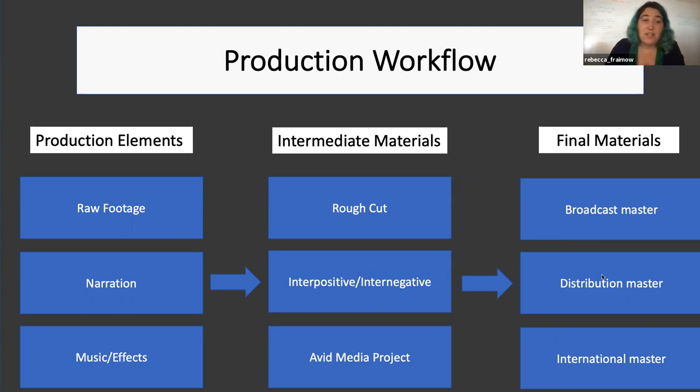So someone goes out into the field with a camera, or with a sound recorder, someone's talking into a microphone, and they're taking the outtakes and doing the actual content creation. Then after you've captured all those bits of content that are going to go into the product, you have your intermediate materials. You have a rough cut, which is maybe an original edit of the program. You have your Avid Media files or your Final Cut Pro files, which are what you're using to do that edit and assemble the media together.